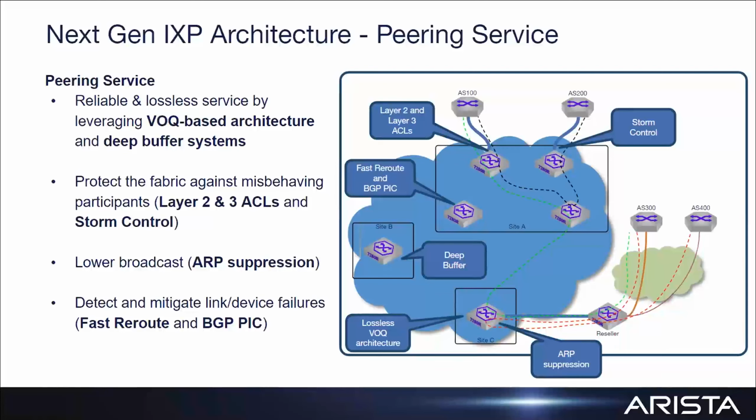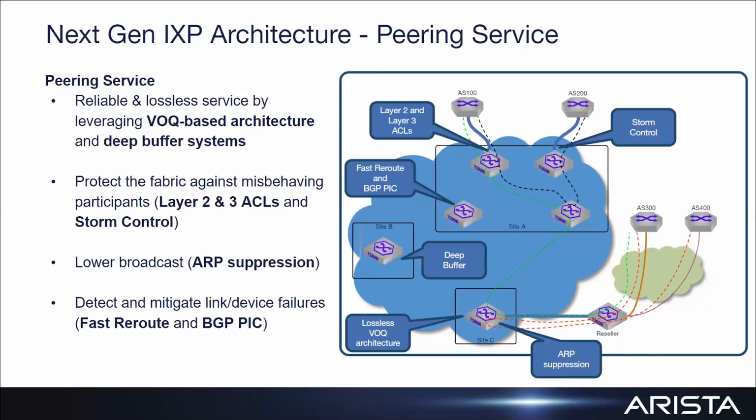So the peering service, what is important for it? It has to be a very reliable and lossless service, because you don't know what traffic flows over it. It can be web traffic, it can be video traffic. So we would leverage the VOQ-based architecture of the 7800 here, as well as the deep buffers the systems offer.